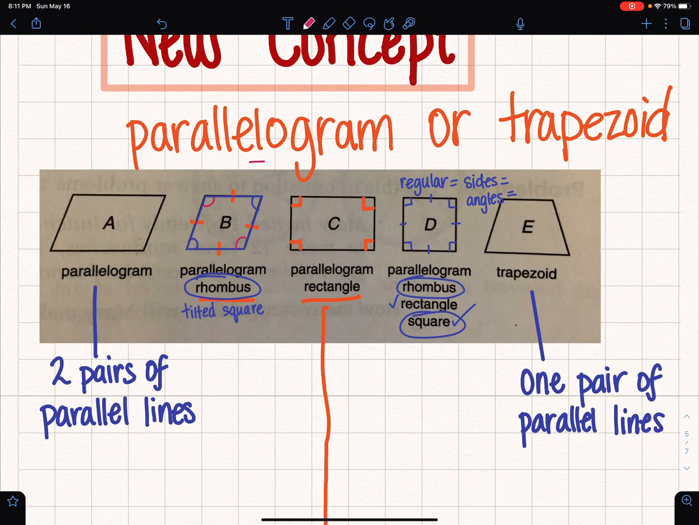First decide if it's a parallelogram or a trapezoid. Then see if all the sides are the same length. If it is, then it's a rhombus. Or see if all the sides are perfectly up and down into right angles. If it is, then it's a rectangle. If it's both a rhombus and a rectangle, then it must be a square.